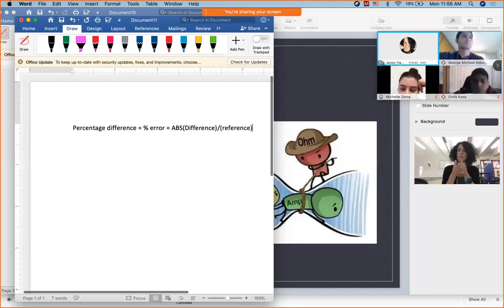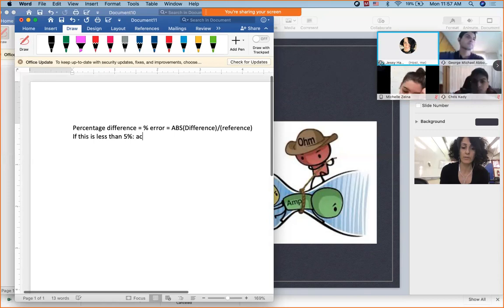Usually the reference is the theoretical. In physics lab, it's usually the case. And eventually you multiply by 100 to make it a percentage. Okay? This is the percentage difference. If this is less than 5%, you can say it is accurate.